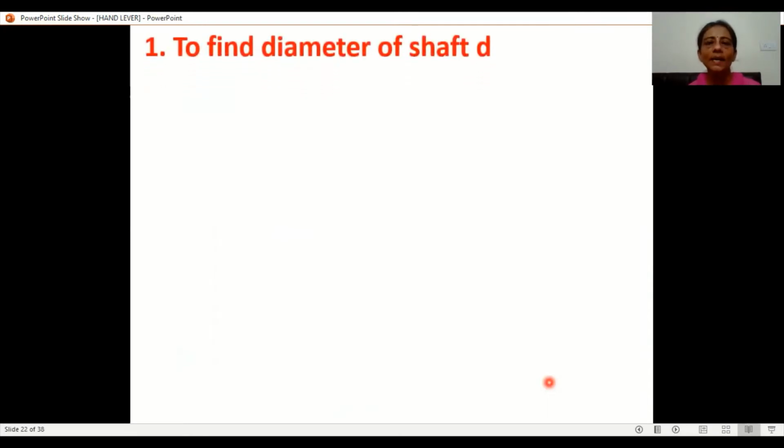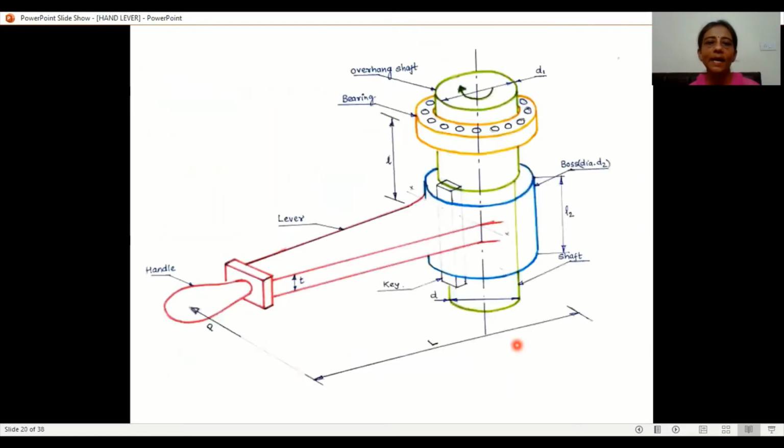So now let us see the design procedure of the hand lever. As you can see from the previous diagram, when we apply the effort at the handle, that will turn the shaft by a certain angle, maybe 45 degrees, 90 degrees. So this shaft will be subjected to twisting moment. This overhang shaft also will be subjected to twisting moment.